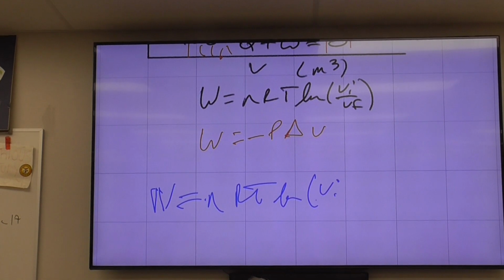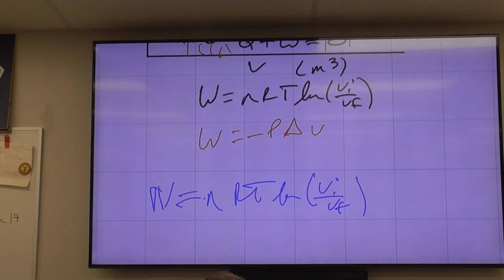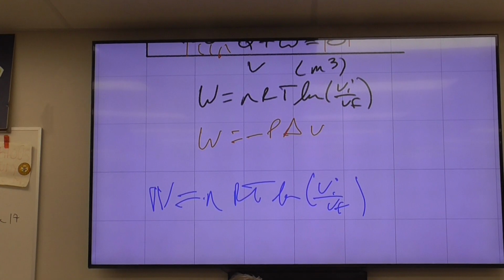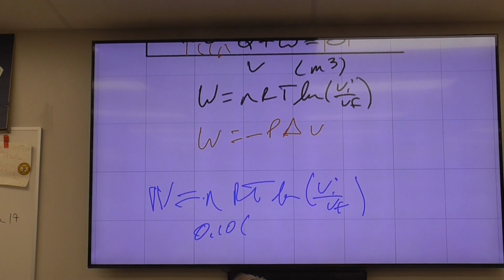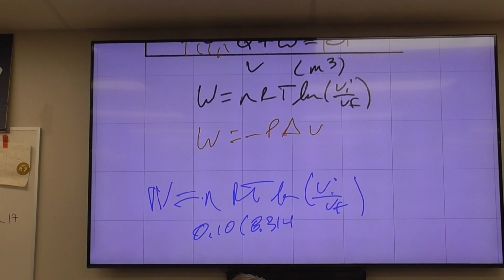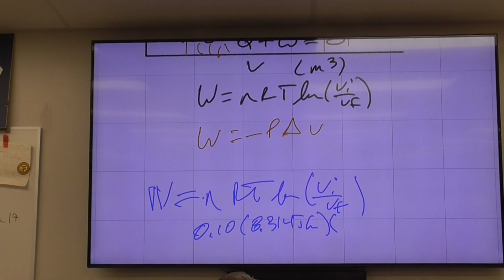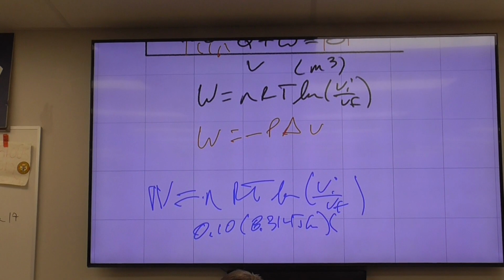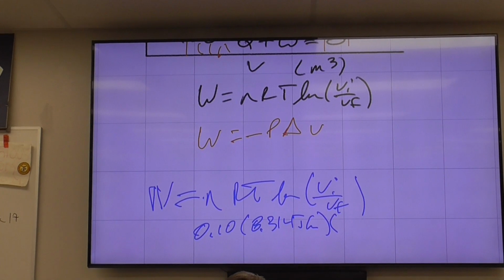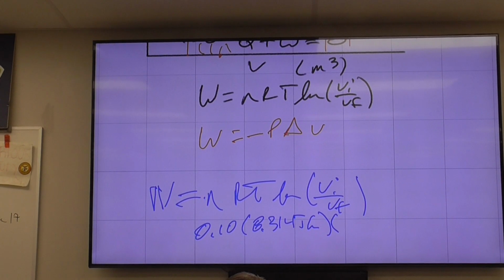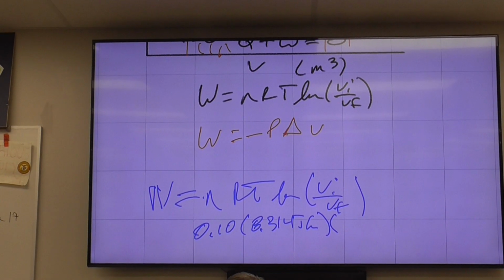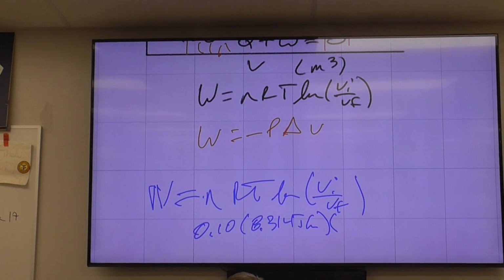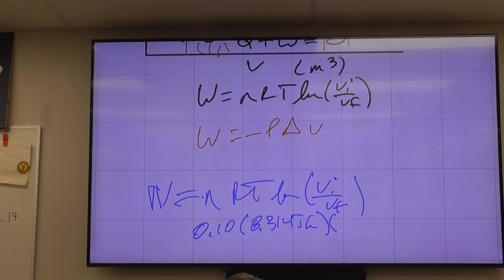The gas constant is 8.314, right? Yes. So you got 0.1 moles. You got 8.314 joules per mole Kelvin. Did you leave the temperature in Celsius? Wait. I'll take that as a yes. What's 23 plus 273? 296. Oh, that's why. I did that in my head. I got 274.